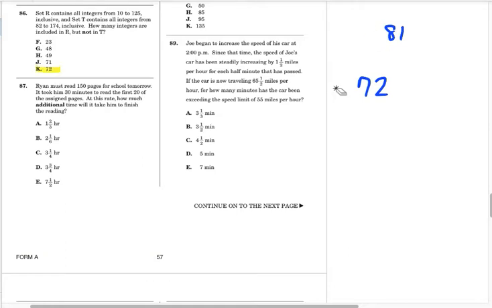Alright, Ryan has to read 150 pages. He read 20 already, so we're down to 130 pages. 30 minutes for each 20 pages. So let's see here. He would read 40 pages in an hour, right? So we go 40, 80, 120. In 3 hours, there's 10 pages left. 10 pages you can do in a quarter of an hour. So we end up with C, 3 1/4.